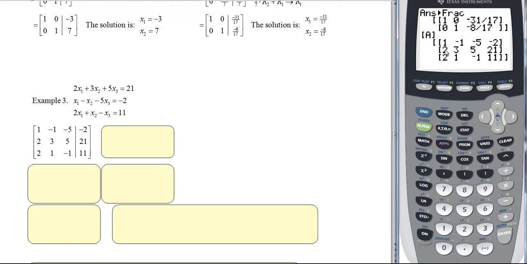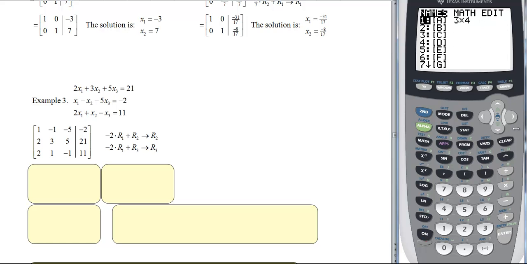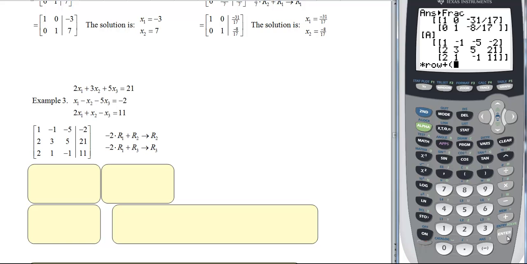So I need to make these 0. So I'm going to multiply row 1 in both situations by negative 2. So negative 2 times row 1 to add to row 2 for my new row 2. And negative 2 times row 1 add to row 3 for my new row 3. So second matrix over, up to multiply, add.